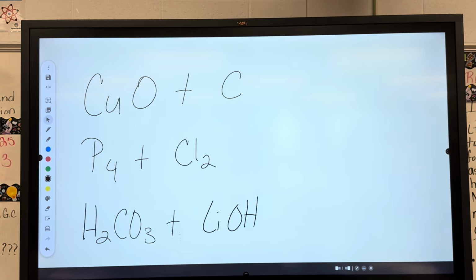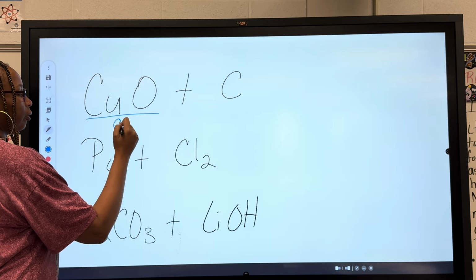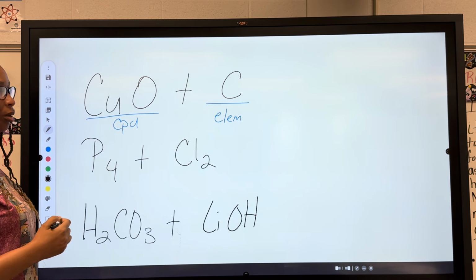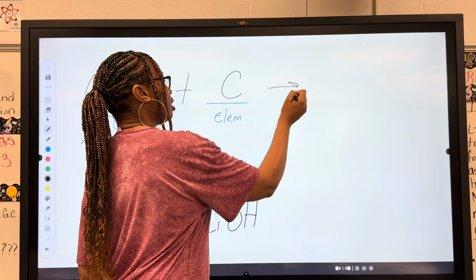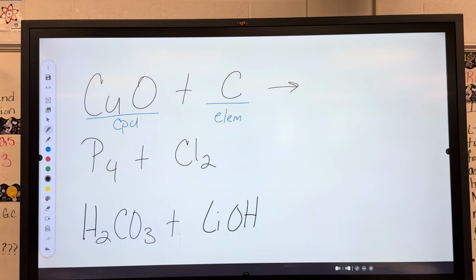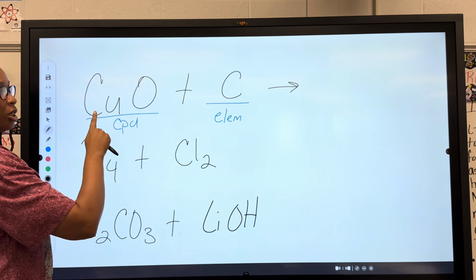All right, so in this one, we're going to be predicting the products from chemical reactions. We're just going to look at what we have and try to figure out what we're going to end up with. So when we start here, this is a compound, right? And this is a single element. Whenever you see this, for the most part, what you're going to end up having is called a single displacement reaction, okay? One of the reasons this would be considered a single displacement is because one of these elements is going to displace the other one.